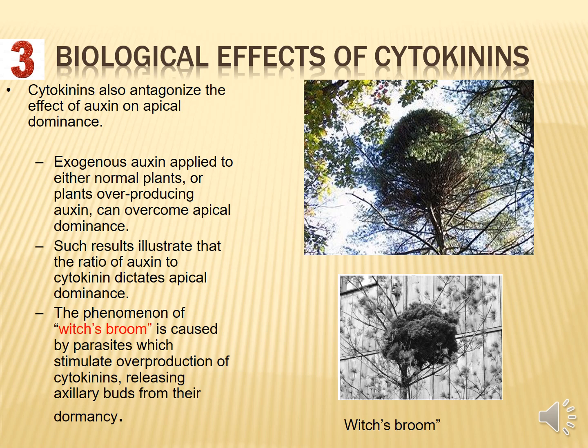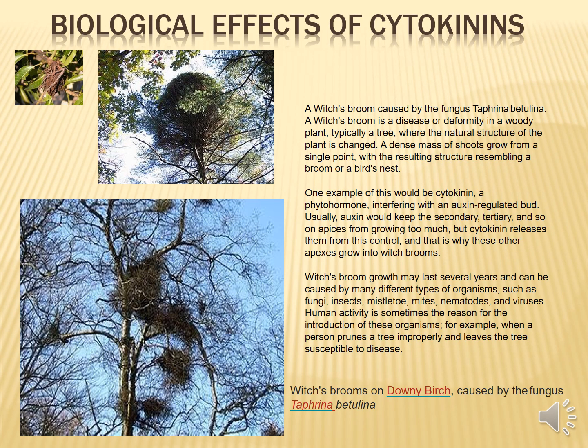So in order to reduce this witch broom from occurring, they will inject exogenous auxin in order to overcome this apical dominance. Witch broom we also call apical dominance because they have a lot of leaves at the apical parts. Alright. So this witch broom, as I told before, is because of the fungus. The name of the fungus is Taphrina betulina.